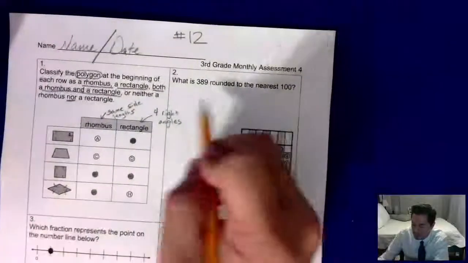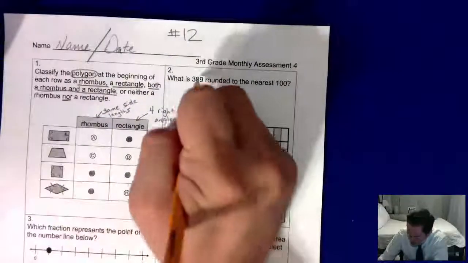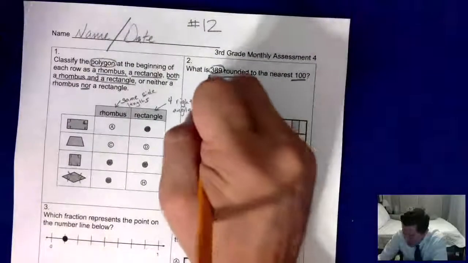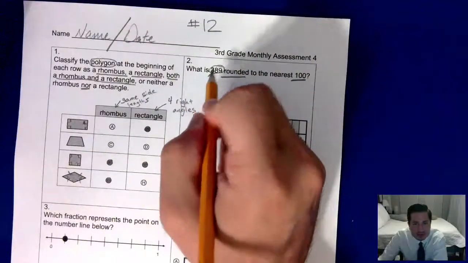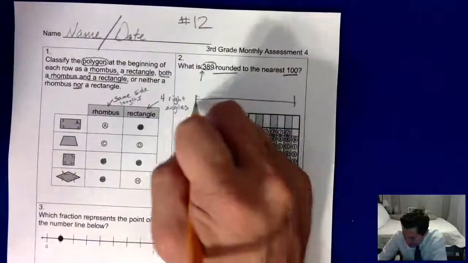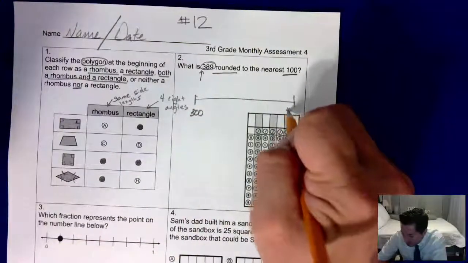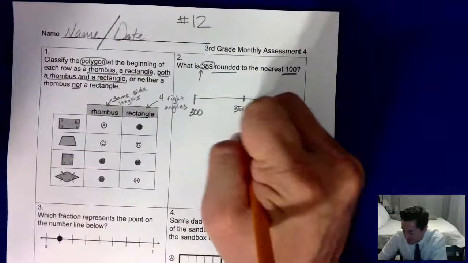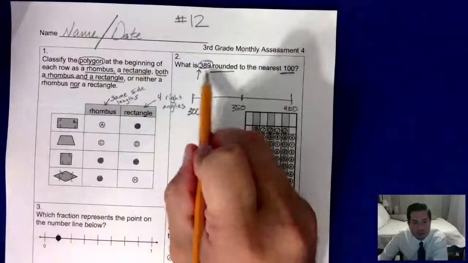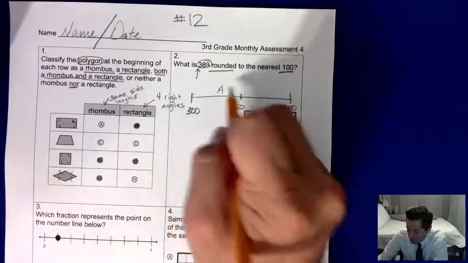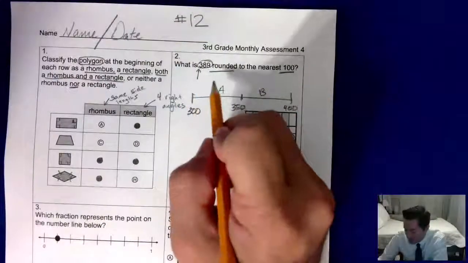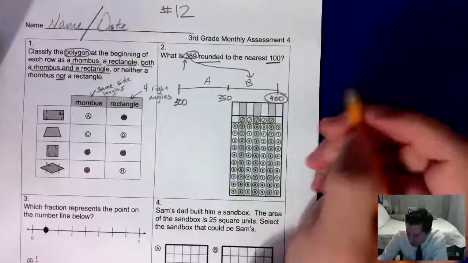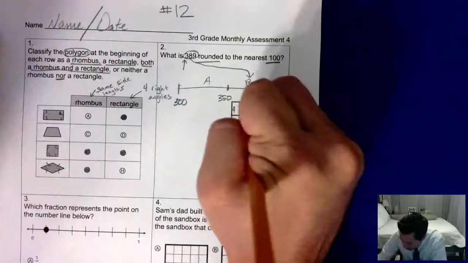So, alright, what is 389 rounded to the nearest 100? So I'm looking at this place value right here. That's going to be my first 100 on the number line. 300, and the next 100 will be 400. Right in the middle will be 350. And then where would 389 go on here? Would it go on the A side or the B side? Well, 389 would go over here on the B side, which means it would be closer to 400. So that's my answer, 400.